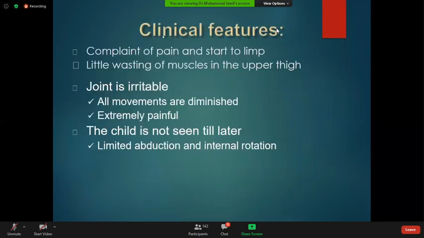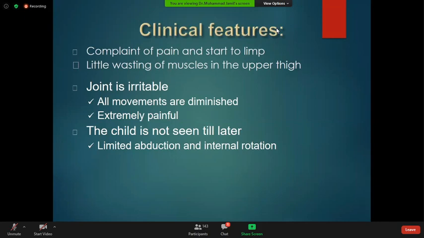What are the clinical features? The patient complains of pain and starts to limp. When the patient complains and starts to limp at around 4 to 8 years of age, below 10 years of age, we will suspect Perthes. But if the patient comes after 10 years of age with pain and limp, we will suspect slipped upper femoral epiphysis.